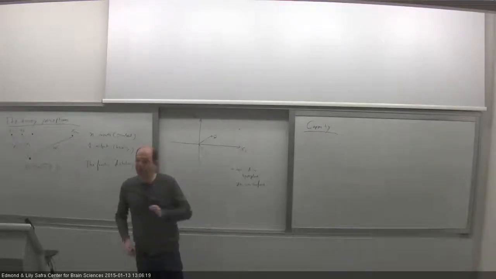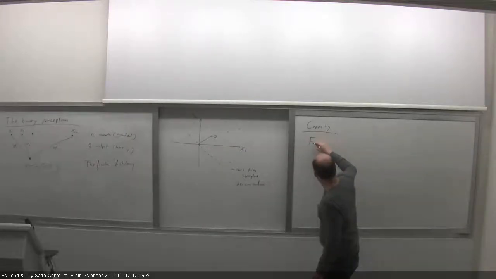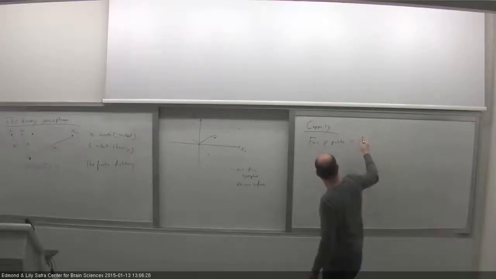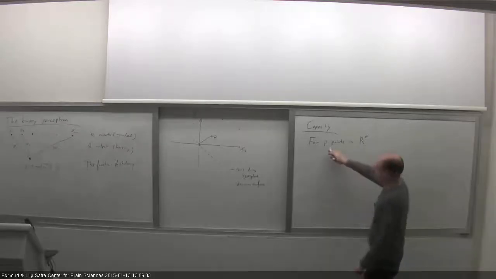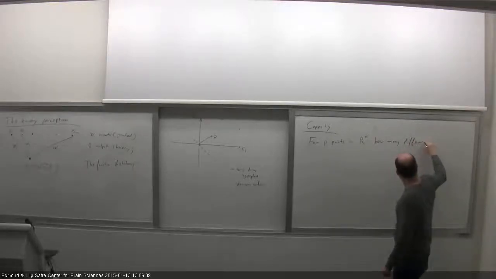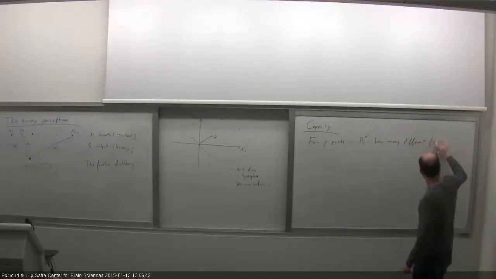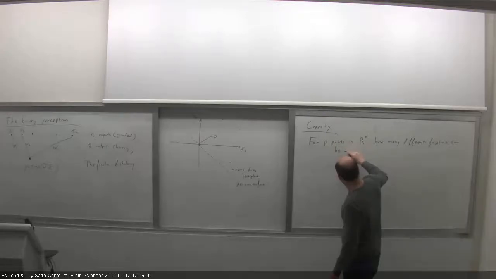So instead of asking, for general functions of n-dimensional space, how many functions we can implement, which is infinite, we'll ask for a given set of inputs. For p points in R^n, how many different functions can be implemented? That's the question that I would like to address.